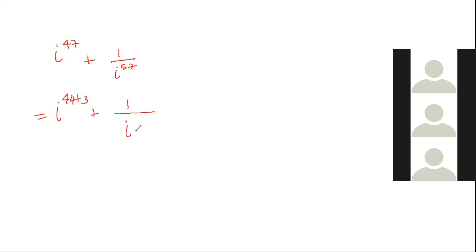57 I can write as, tell me the multiple of 4 near 57. 56, sir. So this became i cube and this became 1 by i, because any multiple of 4 in the power of i will give you 1. So 1 into i cube, 1 into i. i cube is minus i. What is 1 by i? Minus i. So your answer will be minus 2i.